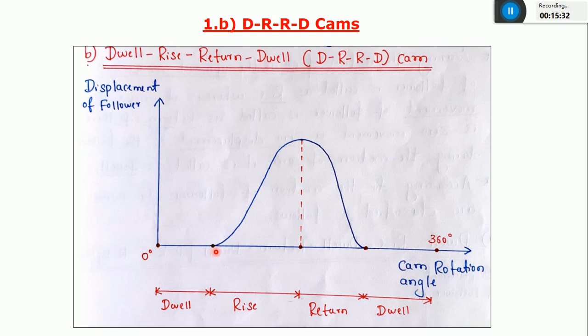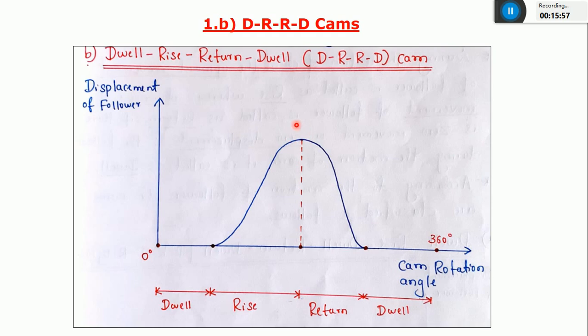Again, the cam starts rotating from 90 to 180. In that time, the follower is moving in an upward direction. This is nothing but a rise. The rise of the follower means you can see the distance traveled by the follower is 40 mm.